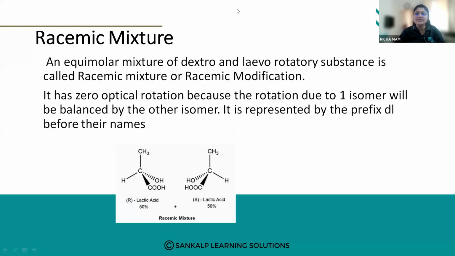Next is racemic mixture. This we have already studied, so let us study the definition of racemic mixture.